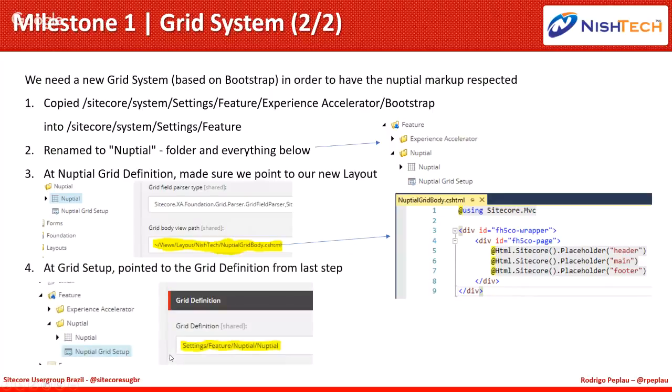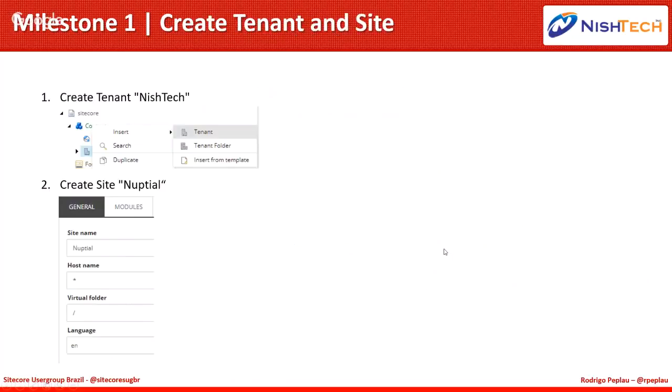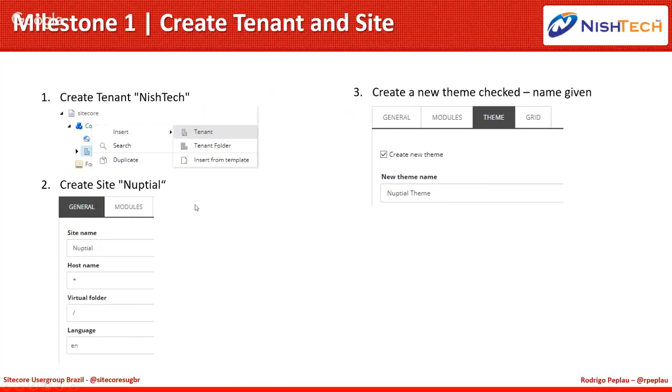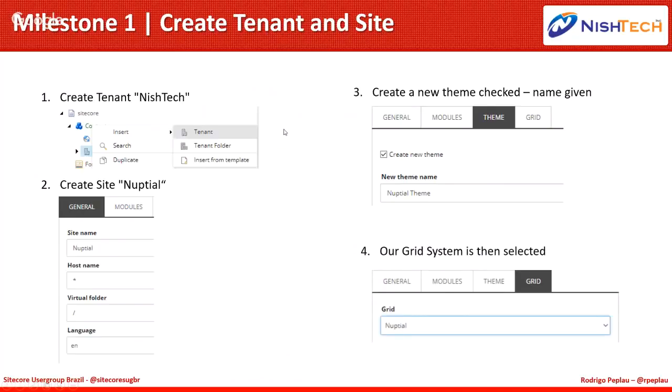And then at the grid setup, we pointed the grid definition to our new grid system. This is how we got a new grid system, so we can now create our tenant and the site itself. We're doing this now. Created that. As you can see, we are creating a new theme, because we will have not only a new grid system, but also a new theme for our website. And then we select our grid system.